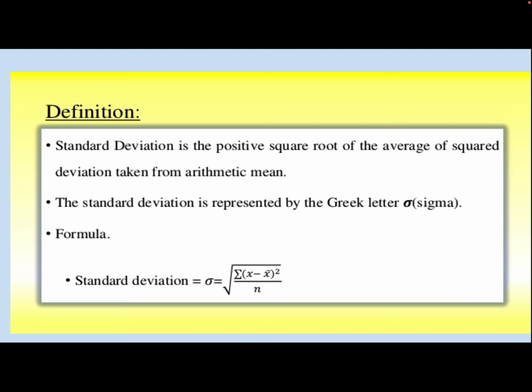So first of all, you need to find out deviations from mean, then you need to square the deviations and then find out the average of squared deviations. Finally, the number has to be put under square root to be able to calculate the standard deviation. Remember students, standard deviation is always a positive number.